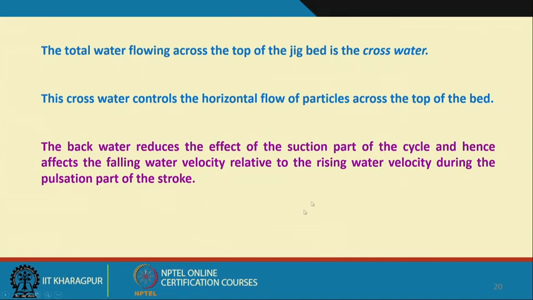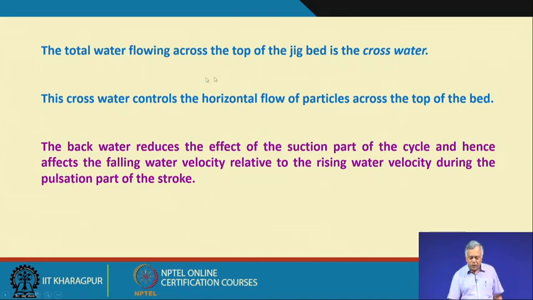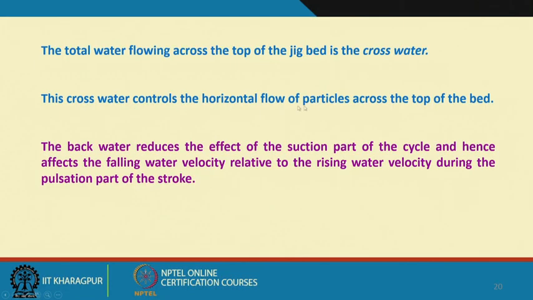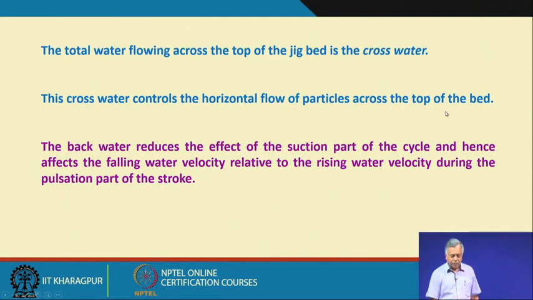The total water flowing across the top of the jig bed is the cross water, that is when you are adding water in this direction, because normally the water moves in a vertical direction. But when you are adding water in this direction, that is your cross water, and that is only for collection of your float materials. This cross water controls the horizontal flow of particles across the top of the bed.